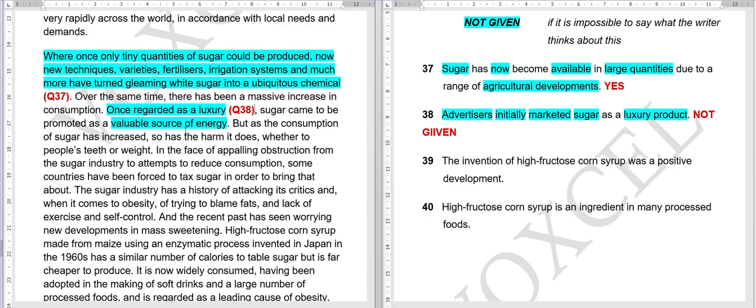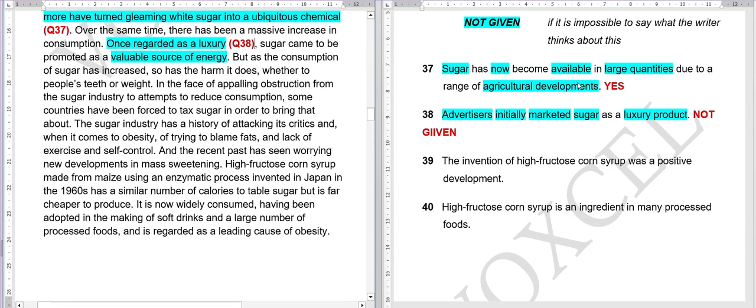But we don't know what was the initial step used by the advertisers. Yes, people considered it luxury. Once it was regarded as luxury means people considered it as luxury. But what did advertisers do in the beginning? Did they say it was a luxury item, or did they market it as a common item? We don't know about that. That's why the answer to this particular question will be not given. Clear? Let's read 39th question now.